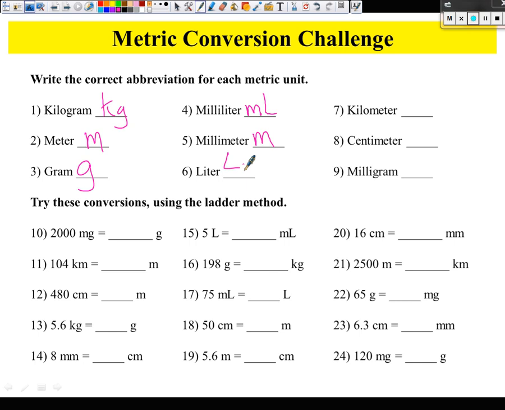Kilometer, Taylor. KM, very good. Sophie, centimeter. Very good. And Amari, milligram. MG, fantastic. Any questions on those? Pretty straightforward, right? Pretty simple. Go ahead. Yes. Is it? No, that's not on there. No, the base units? Okay, gotcha.